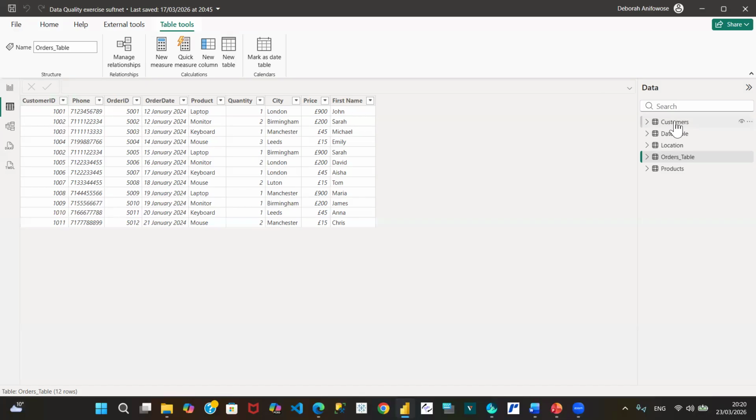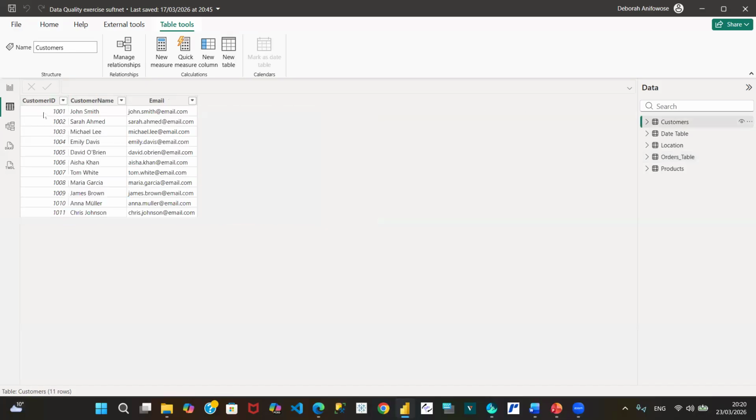The same goes for the other tables as well, okay? Each of these columns or fields or attributes, that's what they are. But if you look at things on a row level, you're looking at a complete record, okay? So that's a record for John Smith. The second one, a full record for Sarah Ahmed, and so on.